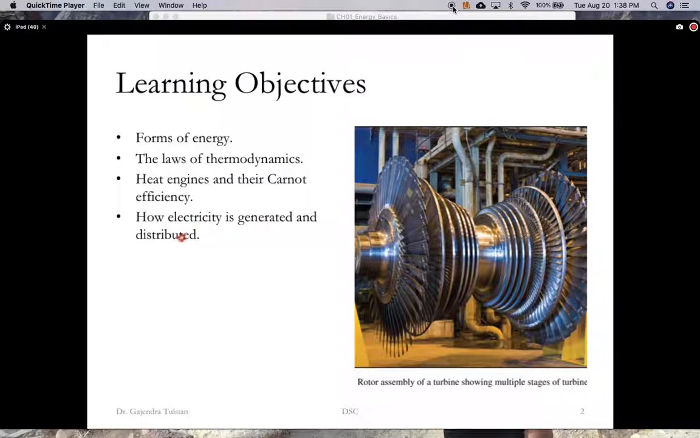Mostly how all of our electricity is generated. Electricity is the most convenient form of energy. A lot of our work gets done using electricity, and so we'll see how it's generated.